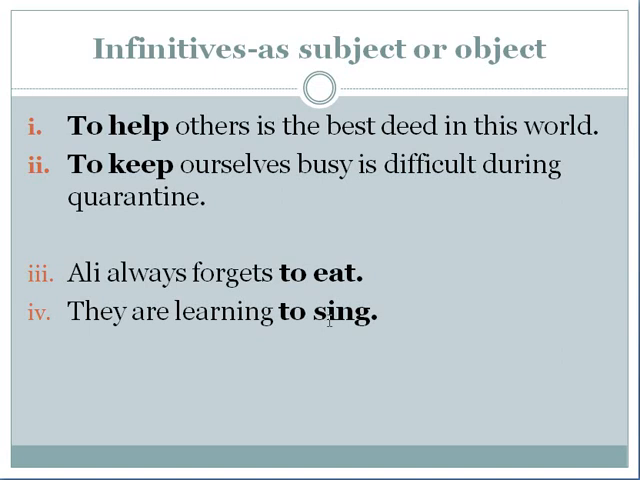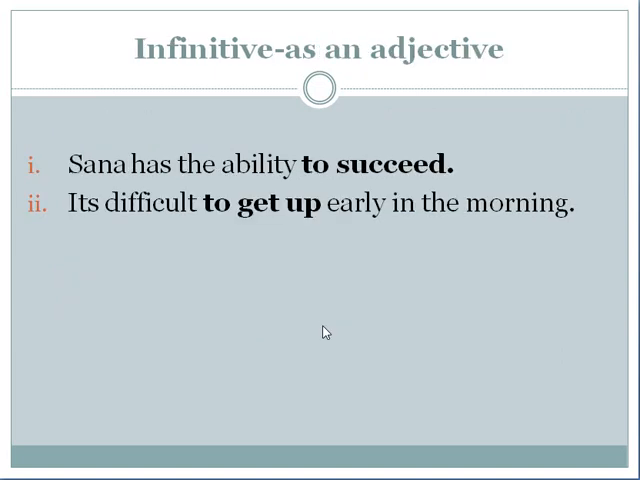After every "to", we are supposed to use the first form of the verb. That's why I'm using the word base form of verb again and again. Base form means first form of verb. So, Ali always forgets to eat. Here, to eat is an infinitive.